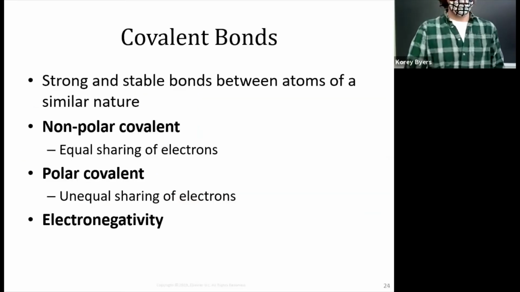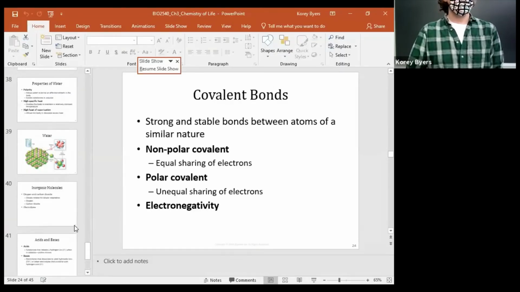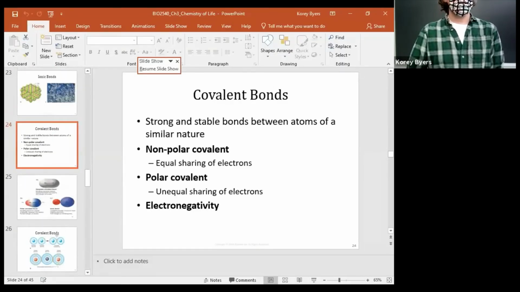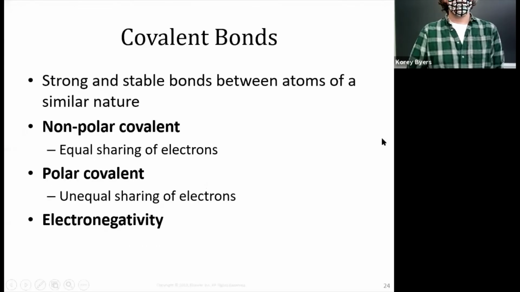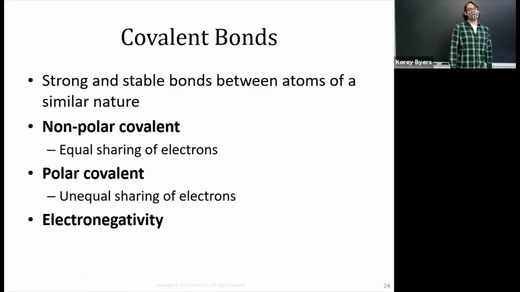Covalent bonds are strong and stable bonds between atoms of similar nature. So nonpolar covalent is an equal sharing of electrons. Polar is unequal sharing.